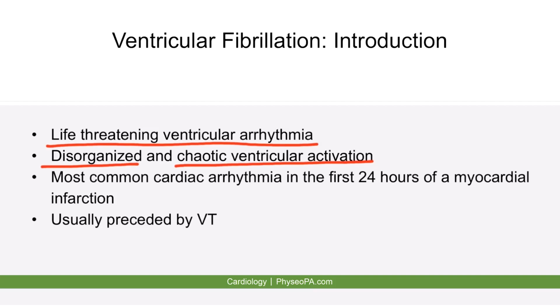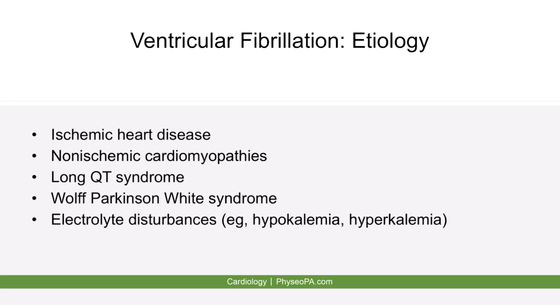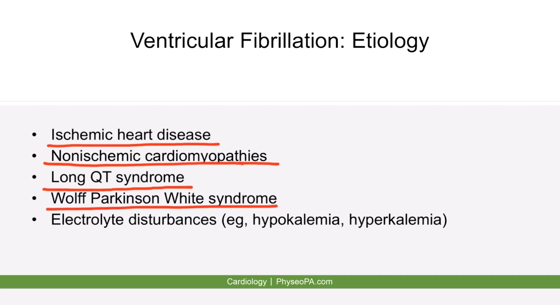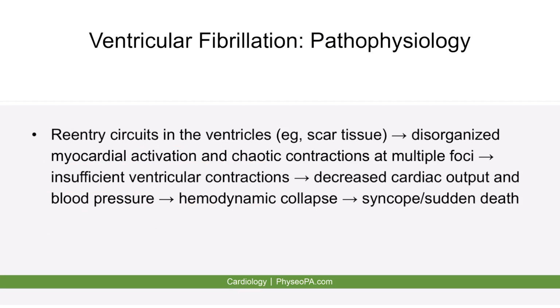Ventricular fibrillation is the most common arrhythmia to occur in the first 24 hours of a myocardial infarction and is hence the leading cause of death before the patient arrives to the hospital. While VF can arise on its own, most are preceded by ventricular tachycardia. Ventricular fibrillation can have many underlying causes, but the most common one is ischemic heart disease. Other causes that can precipitate VF include non-ischemic cardiomyopathies, long QT syndrome, Wolff-Parkinson-White syndrome, and electrolyte disturbances like hypo and hyperkalemia. Let's talk about the pathophysiology.